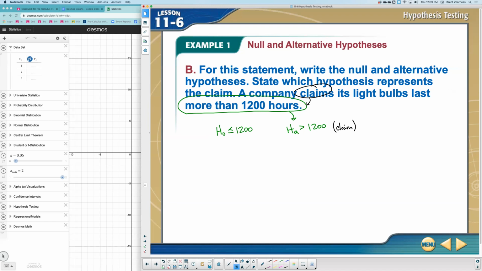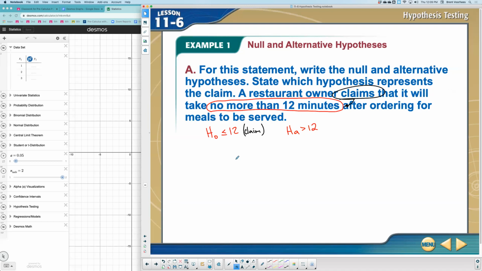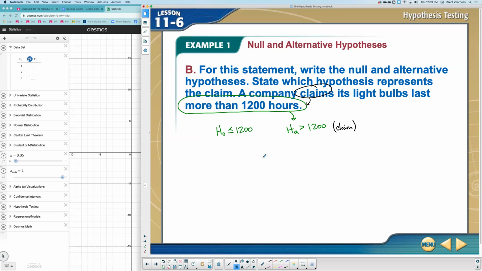So sometimes we'll be claiming the alternative. The alternative is not going to have an equal sign, and the null will have an equal sign. Let me make sure I arrowed over here that this one would go this way, and this one points to the alternative.